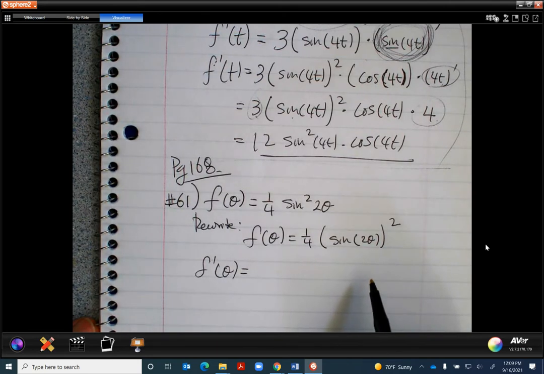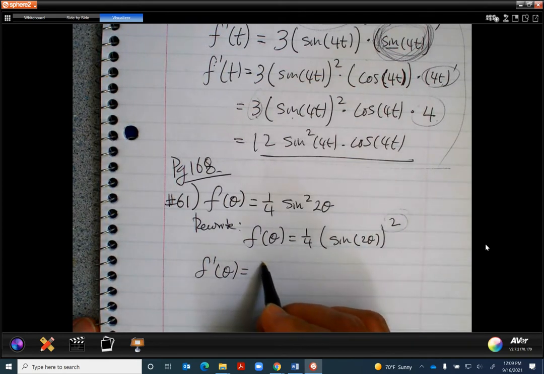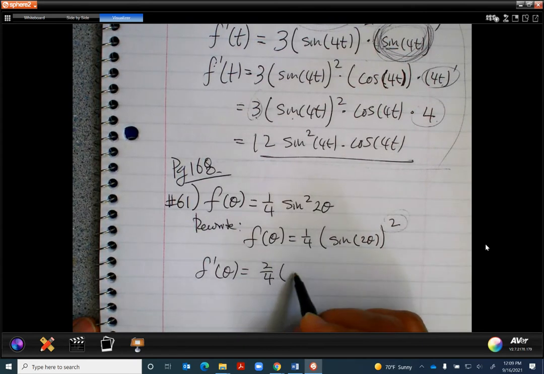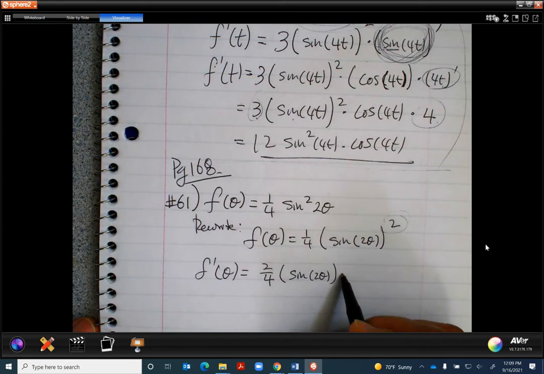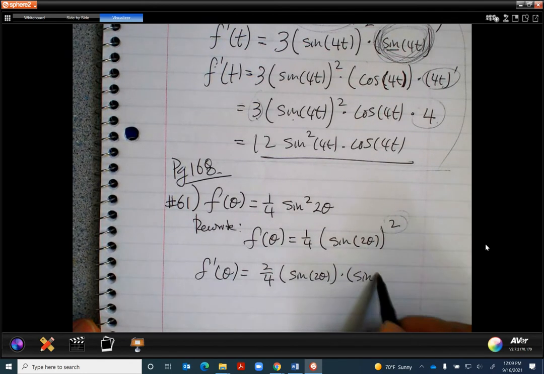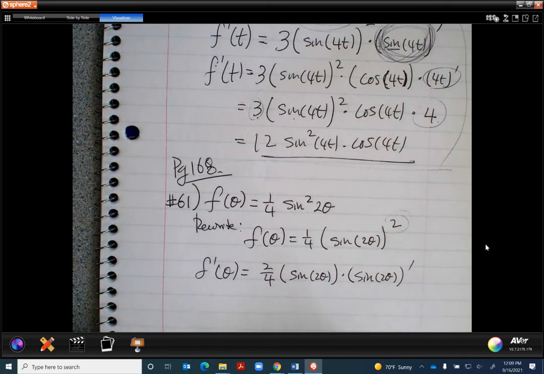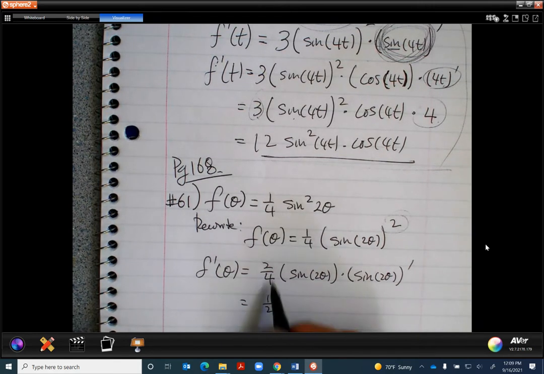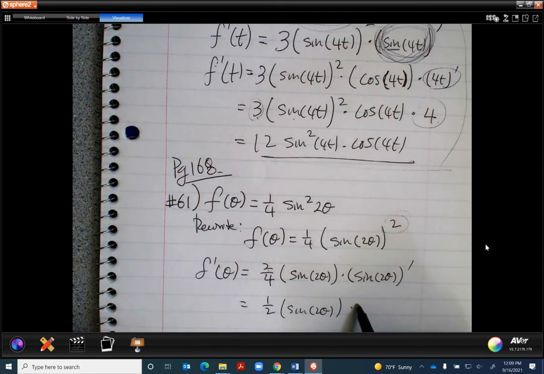What's outside? 2. So what is it? 2/4 times sine 2 theta to the power of 1 times parentheses sine 2 theta prime. How many of you guys got that as a first step? Not bad. It is equal to 1/2 because 2/4 is 1/2, right? Sine 2 theta times what is outside of this? Isn't it sine? So what is that?